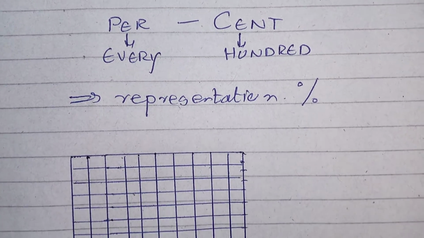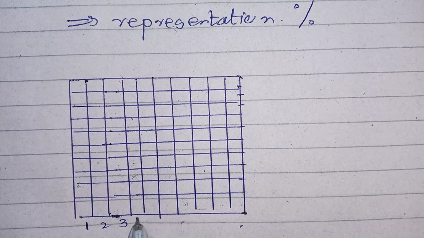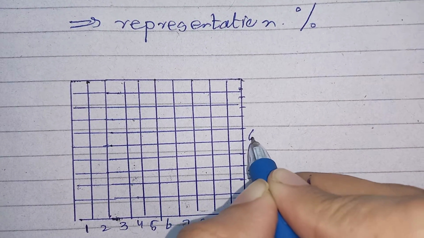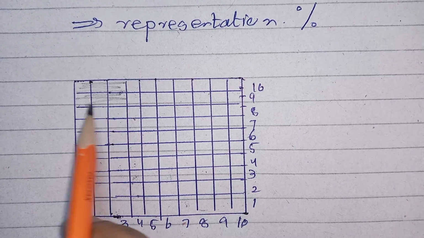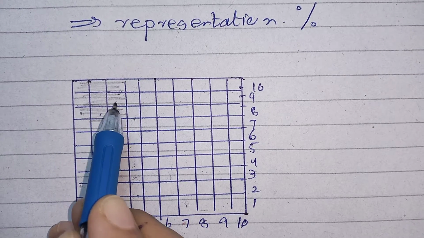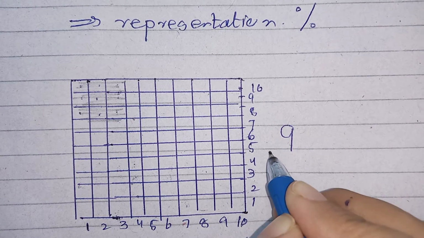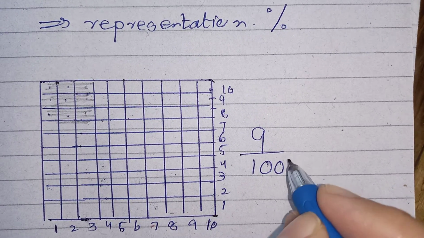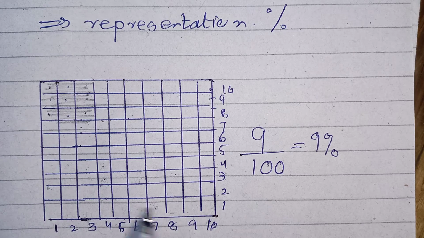Now let's take an example of this whole figure which I have divided into 100 equal parts. 10 columns and 10 rows. If I shade some of its area, how will you write it in percentage form? Let's count it: 1, 2, 3, 4, 5, 6, 7, 8, 9. So we will write 9 upon 100, or 9 over 100. And in percentage form we will say that 9% of this total figure is shaded.